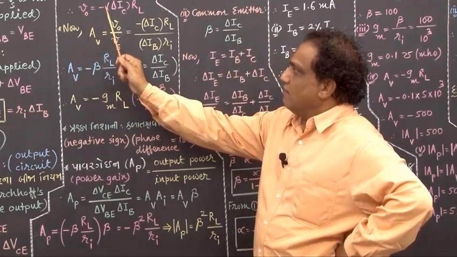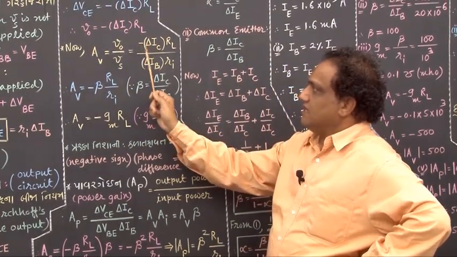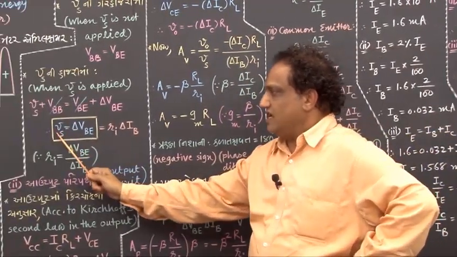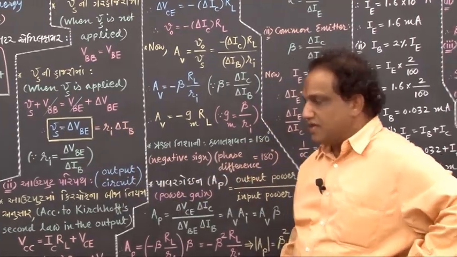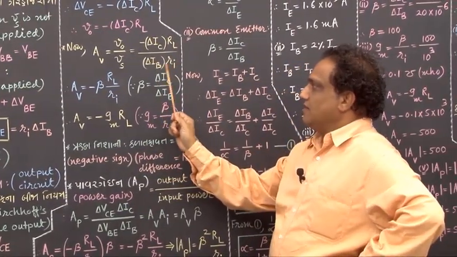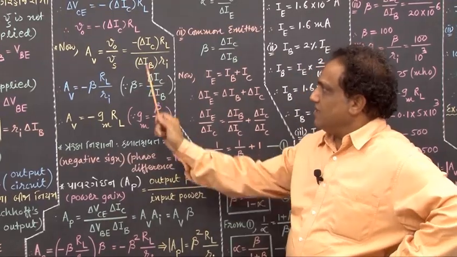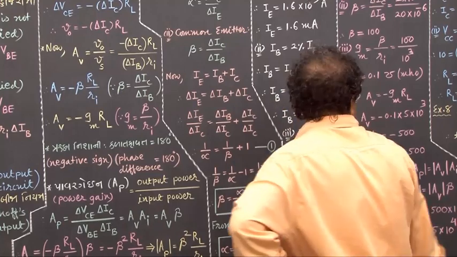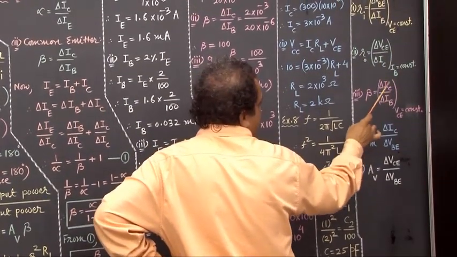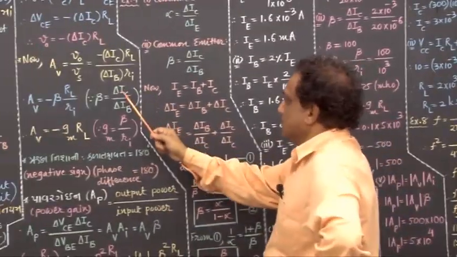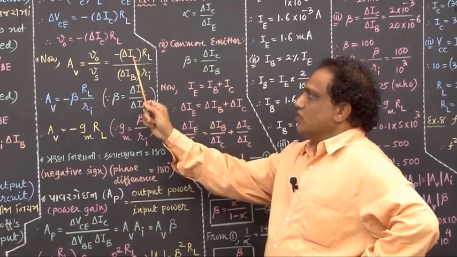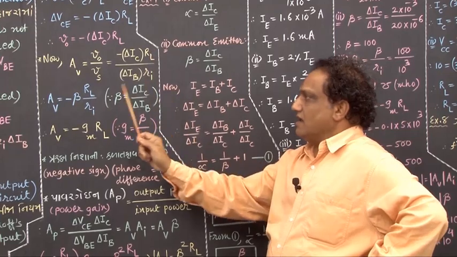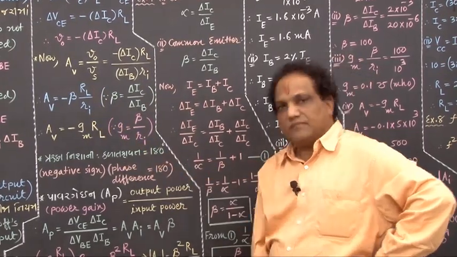What about the VO formula? Minus delta IC into RL, here it is. What about Vs? The Vs formula is Ri into delta IB. Look here, Ri into delta IB. Correct? Now tell me, this minus sign as it is, but delta IC upon delta IB is nothing but beta. So in place of delta IC upon delta IB, I am writing beta into RL upon Ri. Correct?